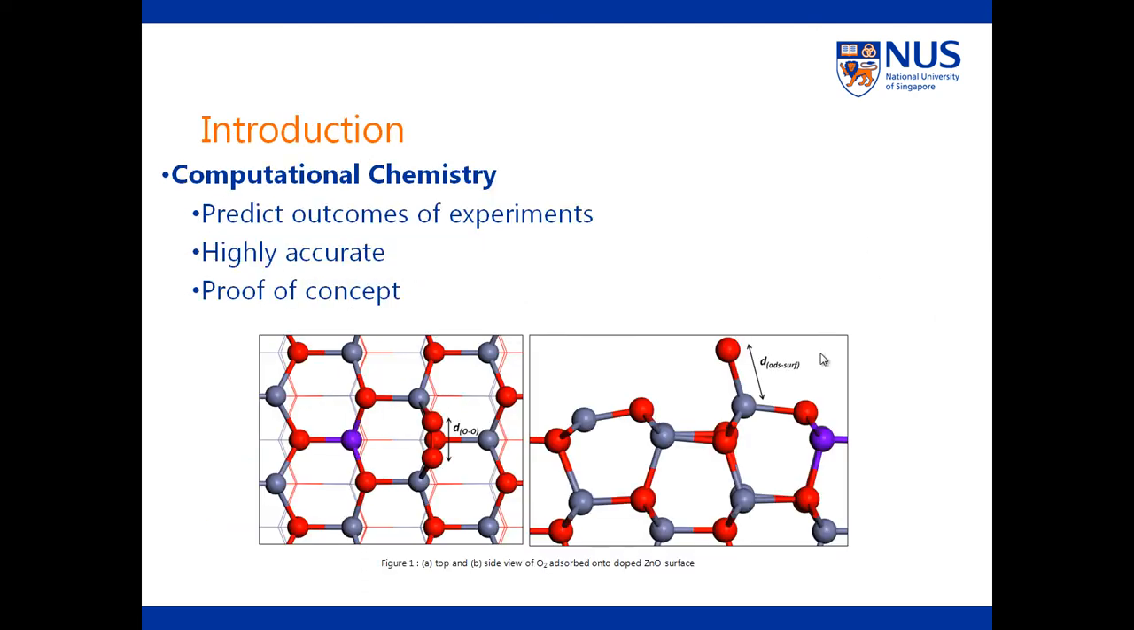Now, computational chemistry is able to predict the outcome of experiments, and it's able to do it with a high degree of accuracy, and this allows us to prove various concepts that we may have.